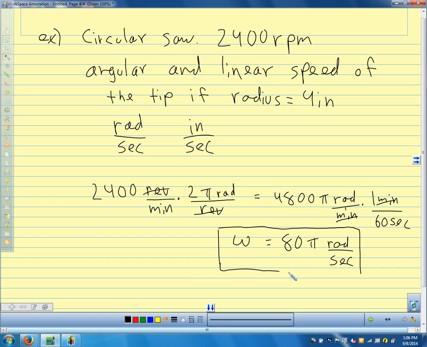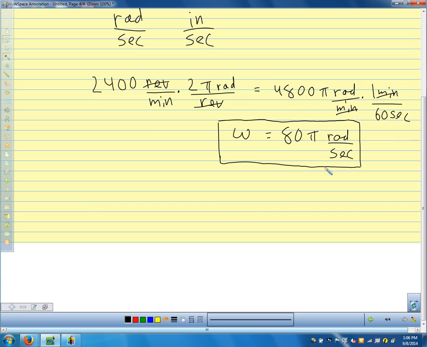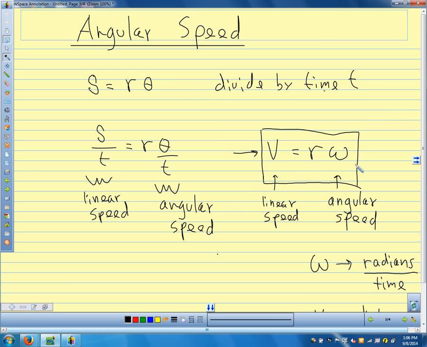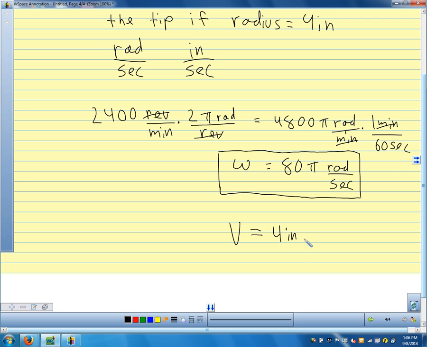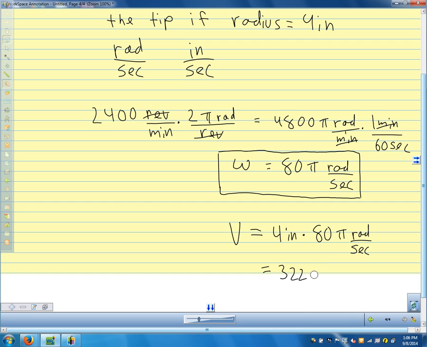And then our equation tells us to find the linear speed from this. What do I do? We go back. V equals R times omega. We found omega, so we multiply by our radius. V equals 4 inches times 80 pi radians per second. And I get, for my linear speed, 320 pi inches per second.